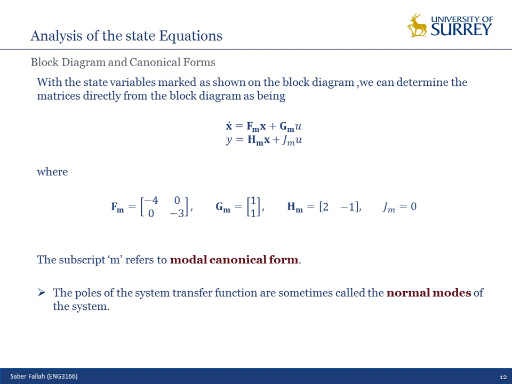the M here represents the modal canonical form, because I have the poles on the diagonal of the system matrix. The poles in the state space formulation or representation are known as the normal modes of the system. So normal modes and pole location are the same definition for the system characteristics.